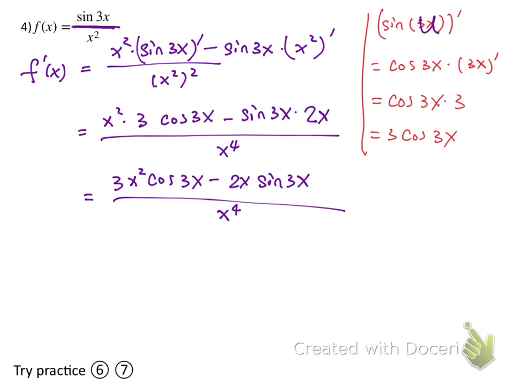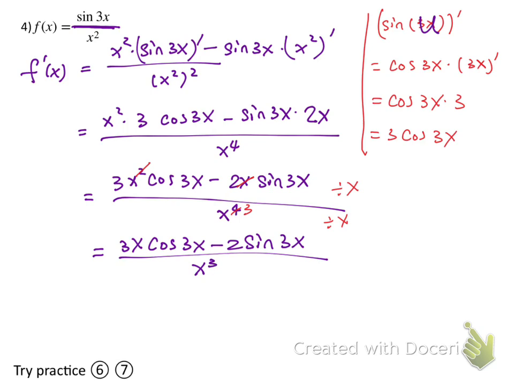So actually, when I observe it, this is what I do. I divide by x from the numerator and the denominator, which means I divide x into every term. So it will be 3x. I lost the square. I lost the x. And I lose an x on the bottom. Cosine 3x minus 2 sine 3x over x to the third power. And that is the answer. And you can do question practice number 6 and 7.